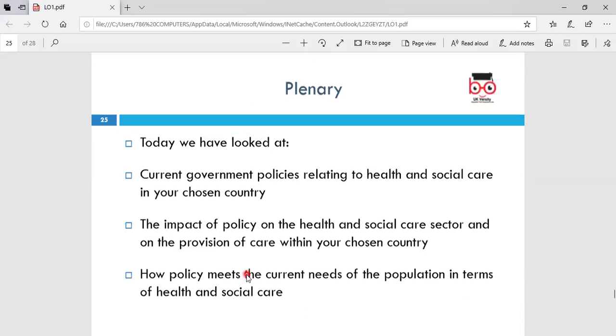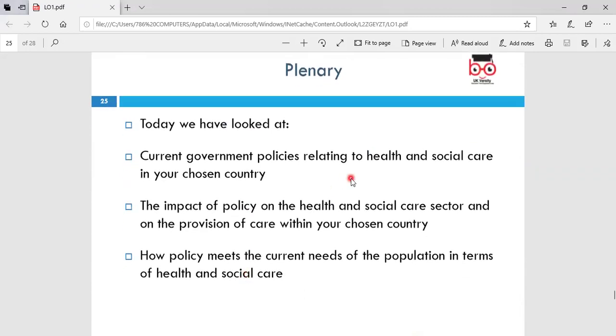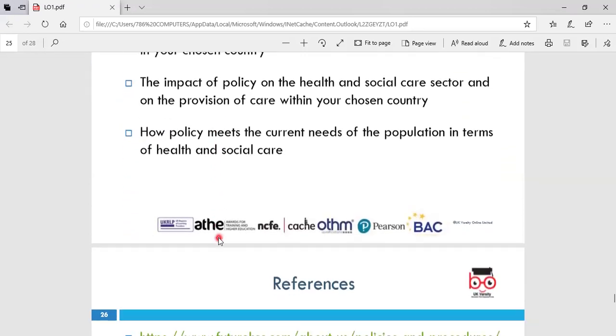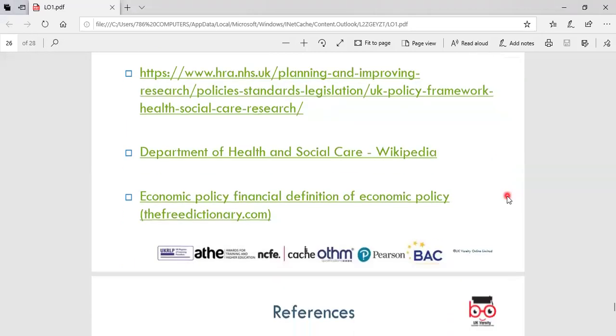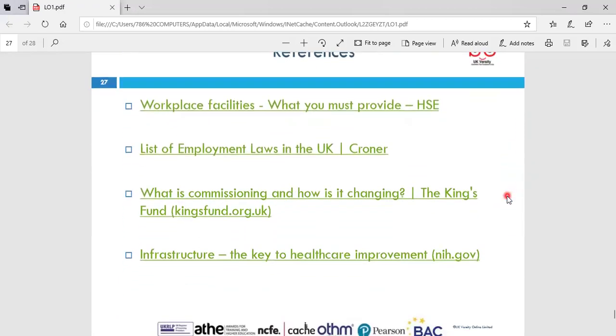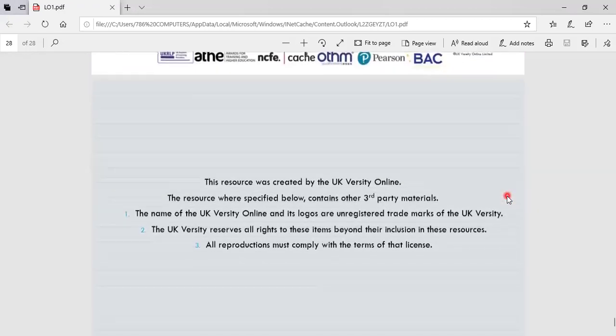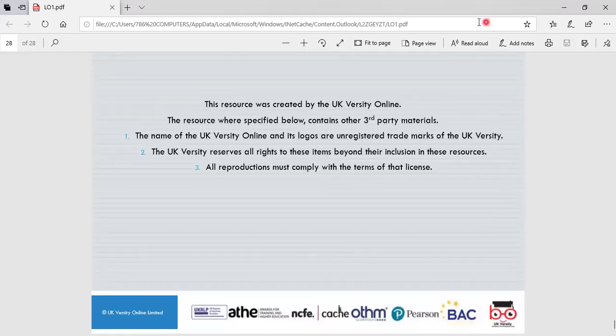So that's about it. We've looked at current government policies relating to health and social care in your chosen country, that's the UK that we're talking about, the impact of policy on the health and social care sector and on the provision of care within your chosen country, and how policy meets the current needs of the population in terms of health and social care. So you have these references. You can go through these references and have a better understanding of whatever we've talked about so far. You can have a more in-depth understanding. The references are here also. So that's about it from my side.